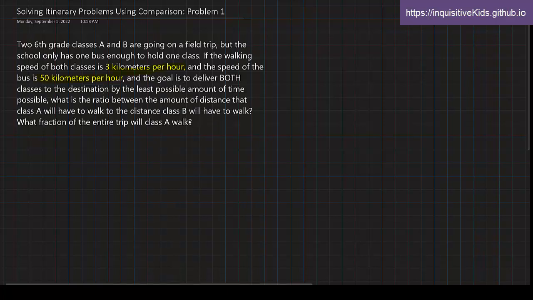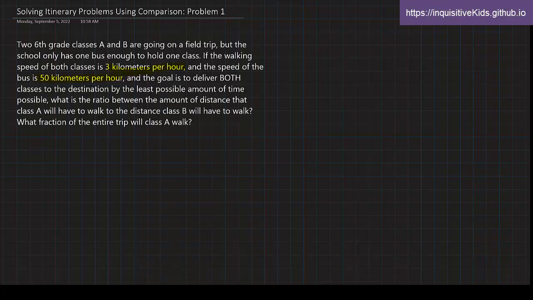First, let's think about how we can deliver both classes to the destination in the least possible amount of time. Since the two classes walk at the same speed, in the same amount of time the two classes will walk the same distance. So the most fair solution is to make them ride the bus for the same amount of time and walk for the same amount of time. So now that we have that analyzed, let's get to solving the problem.